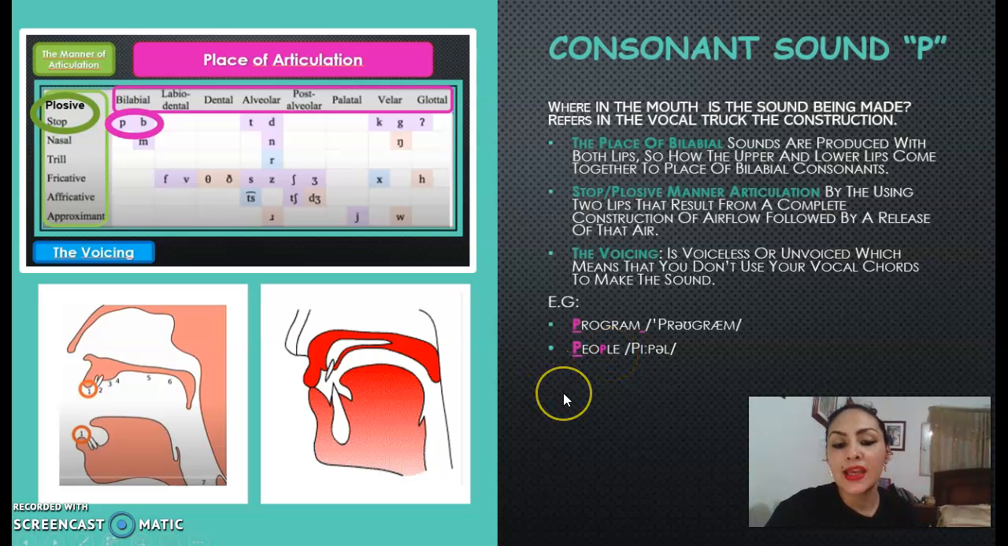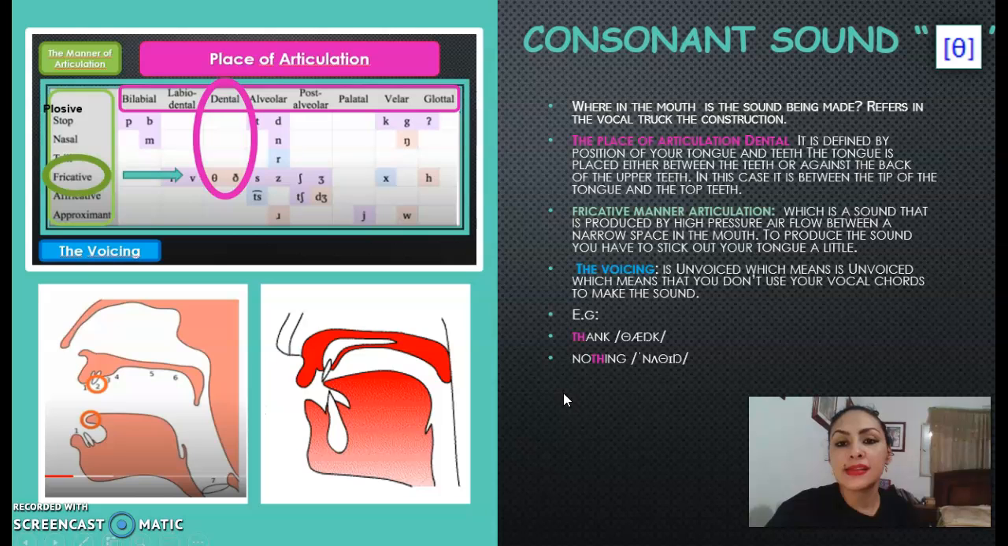The next consonant sound is th. Where in the mouth is the sound being made? The place of articulation is dental. It is defined by the position of the tongue. The tongue is placed either between the teeth or against the back of the upper teeth. In this case, it is between the teeth or the tongue against the top teeth.